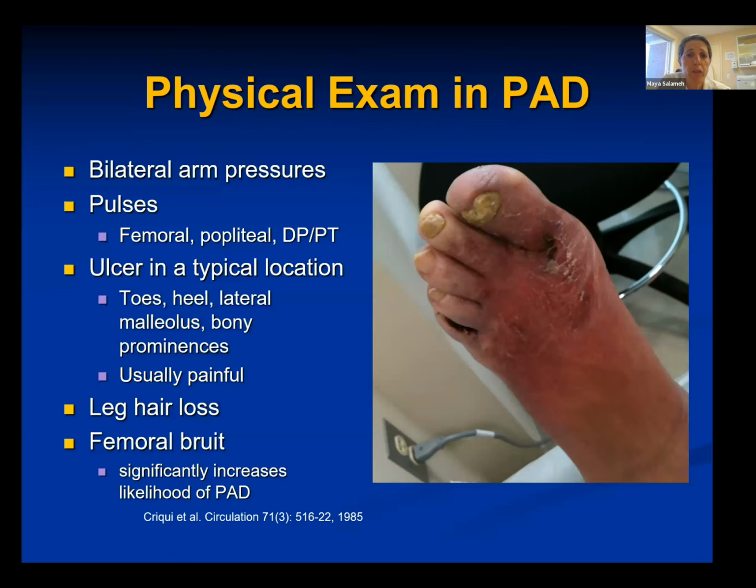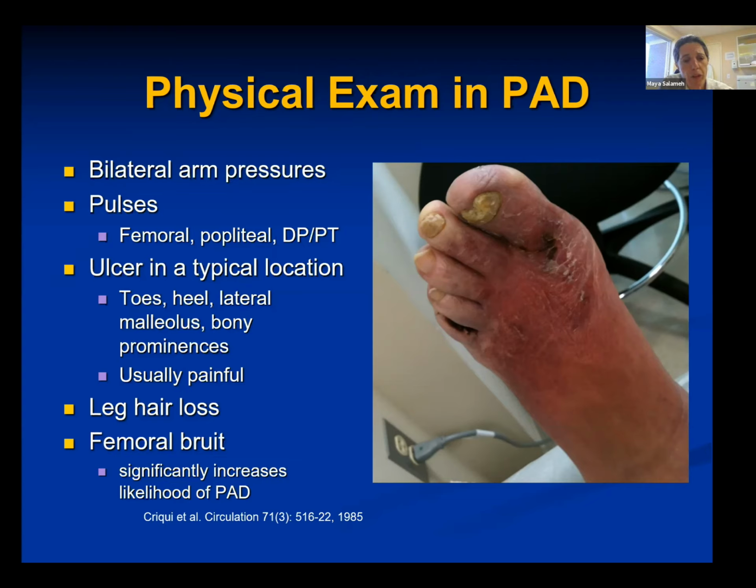So when you look at the physical exam with PAD, I just want to point out a few things. First is we always do bilateral brachial pressures in these patients because there's a high incidence of subclavian stenosis in this patient population, and that's a good way to screen for that. We're also doing a comprehensive pulse exam, looking for ulcers in a typical location, also looking for leg hair loss, which can be an early sign of PAD. And I put femoral bruit there because I think it's useful. It's easy to listen for.